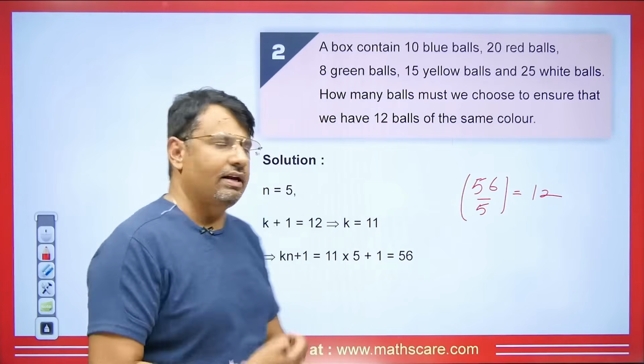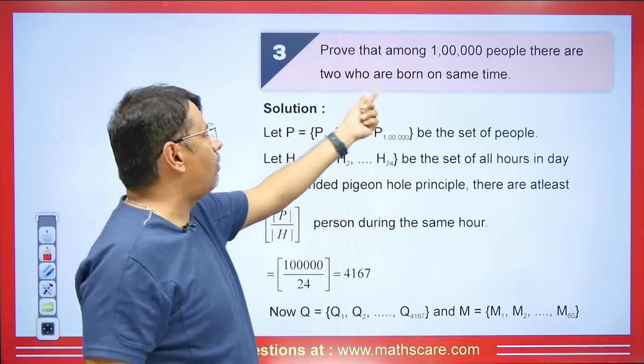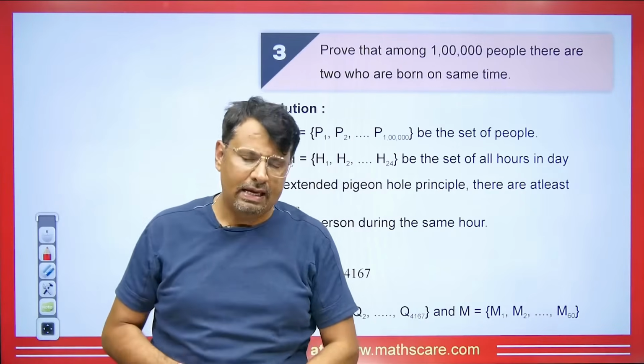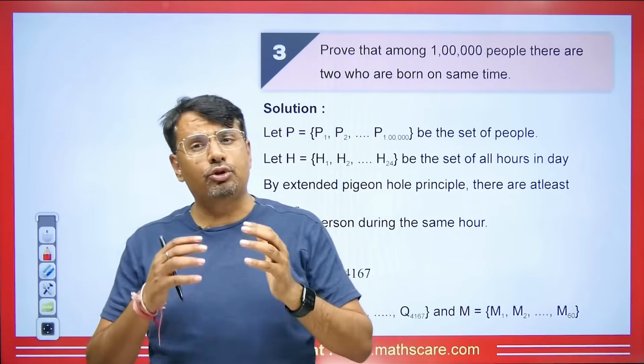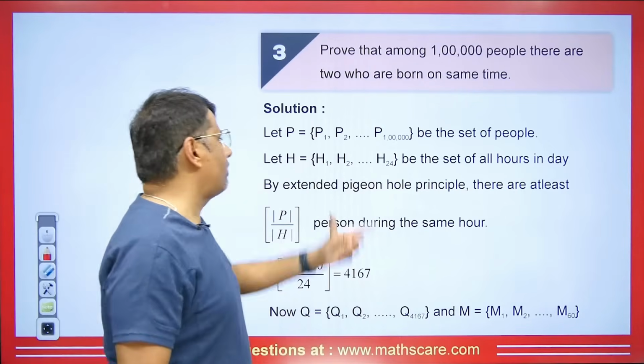Is this clear? So this question says prove that among 1 lakh people there are at least 2 people born at the same time. Here you need to prove that out of 1 lakh people, at least 2 people will be born at the same time, right? So students, how do we do this?